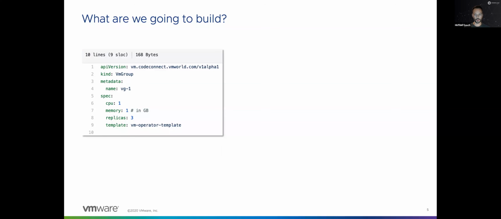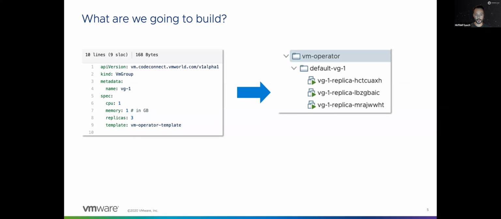That is what we want the machinery to do for us and to deploy. And then at the end, we want to get that inside a vCenter environment, where we then want to see, inside a folder called namespace-name, in this case the namespace is default and the VM group name is VG-1, so you see default-VG-1, and then you see 3 virtual machines there, which are running and managed as part of this VM group. So that's our exercise.